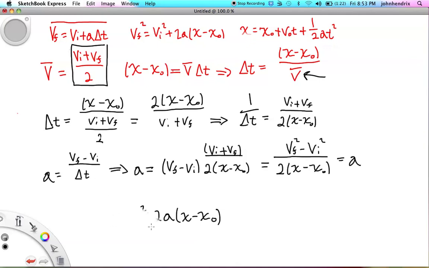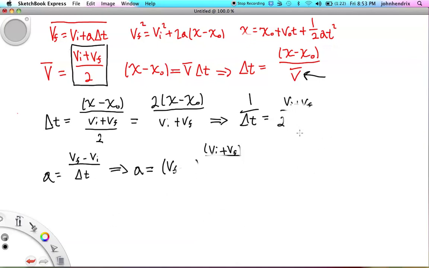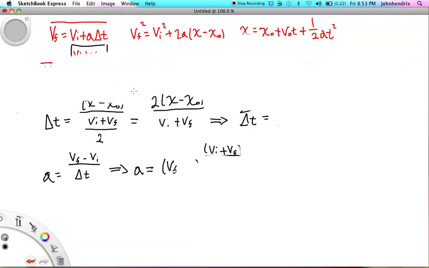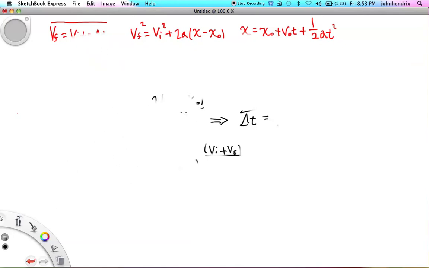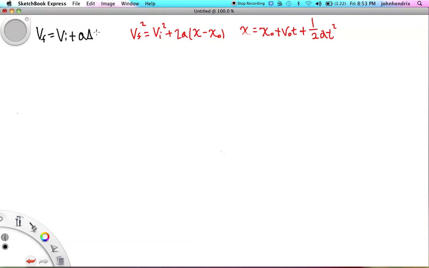For our third one, we go back to the definition of velocity. Oh, sorry, I accidentally erased a little bit of that equation. I'll write it back in just a second. Let's see, that was v final equal to v initial plus a delta t. But this is the one that we're working on now, our position equation.